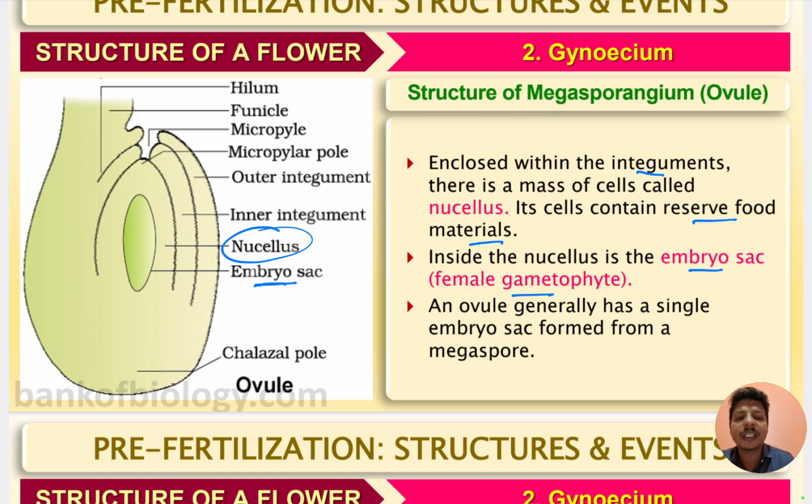An ovule generally has a single embryo sac formed from a megaspore. Obviously, an ovule generally has a single embryo sac.